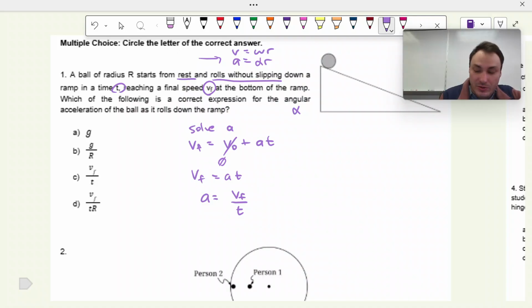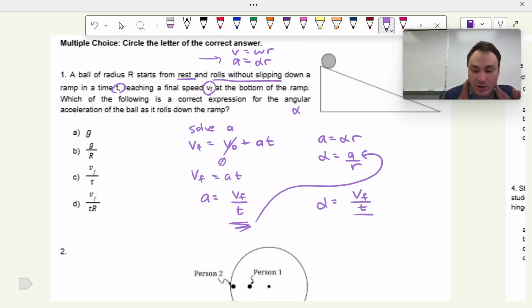We can then use this equation. Let's solve for alpha. Alpha equals a over r, and then we can plug in our a expression and get alpha is equal to v final over t, over r, or just v final over t times r, which is d.